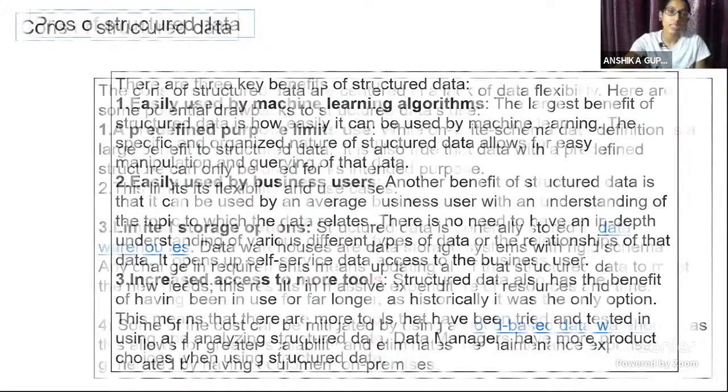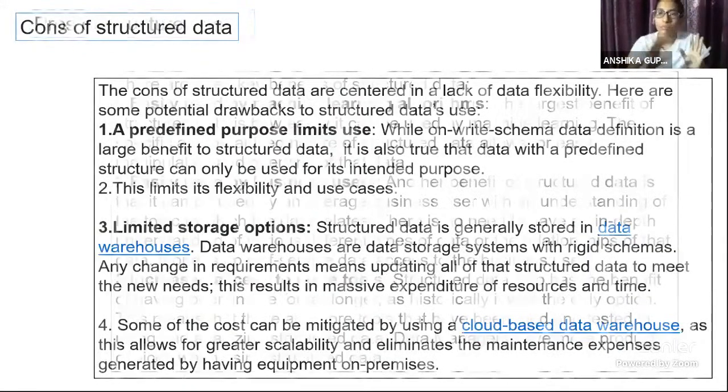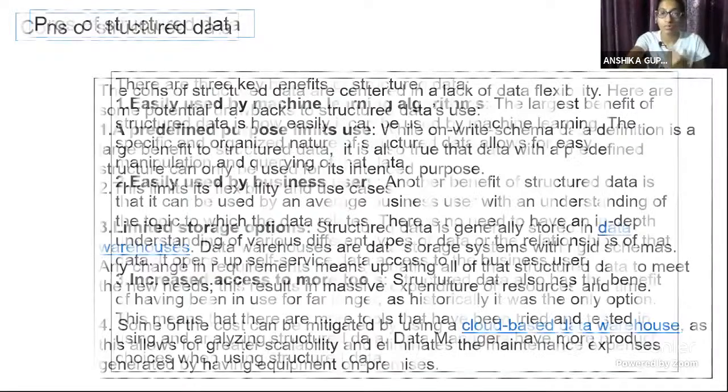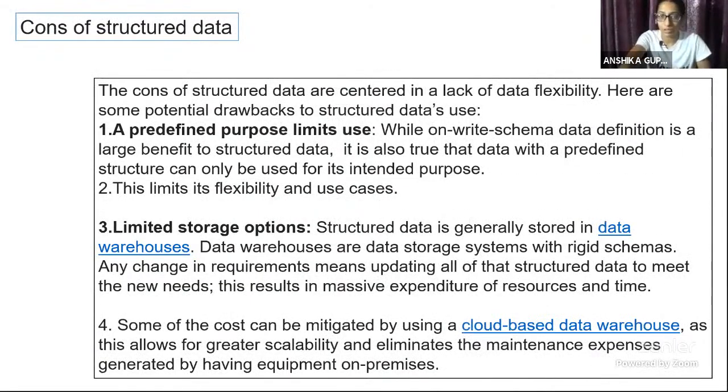So what are the cons and what are the pros? These are all similar to that. The cons are that it always has a predefined purpose and limited use. It is always limited in its flexibility or use cases. Third, we have limited storage options. And fourth, it is migrated, or it is used as cloud-based warehouses.